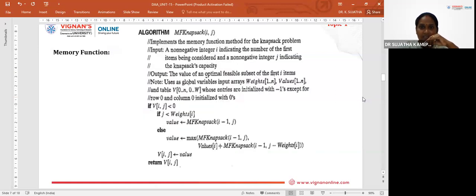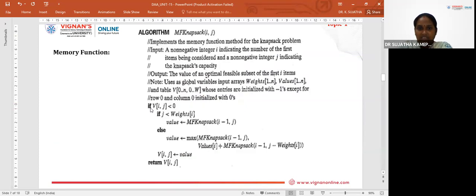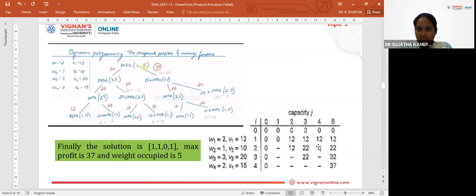Here we are calling the function for i and j, where i represents the number of items and j represents the capacity. My number of items is 4 and j is 5, so we call the function for 4 comma 5. When I check the first condition, whether the value of V(i, j) is less than 0, initially we take all values as -1, so it is obviously less than 0. So we go for checking the next condition.